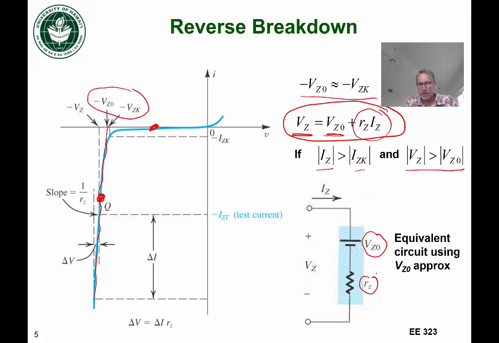Assuming this is a linear equivalent circuit model, this is what we'll use when we try to analyze circuits with Zener diodes in them. Okay, so what circuit might be of interest to us that might take advantage of these characteristics?